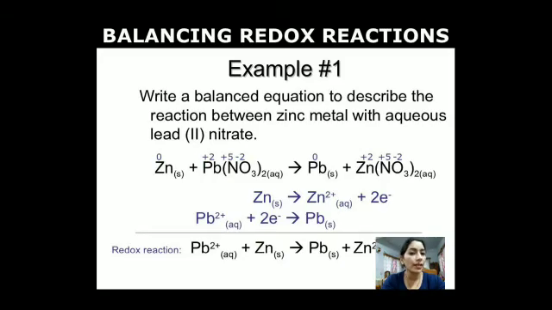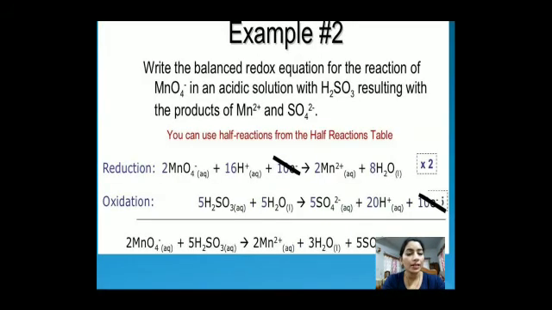Then we should balance the reaction. We know this is already a balanced reaction, so we do not require it. So this is a redox reaction: lead ion reacting with zinc metal, giving lead metal plus zinc ion. This is a very simple example.